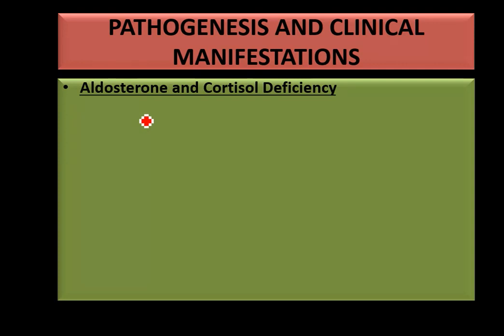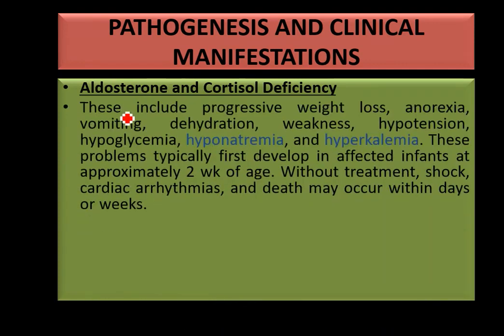Pathogenesis and the clinical manifestation: aldosterone and cortisol deficiency. These include progressive weight loss, anorexia, vomiting, dehydration and weakness, hypotension, hypoglycemia, hyponatremia, and hyperkalemia. These problems typically first develop in an infant at the age of 2 weeks. Without treatment, the patient will end in a shock state, and cardiac arrhythmia and death may occur within days or weeks.